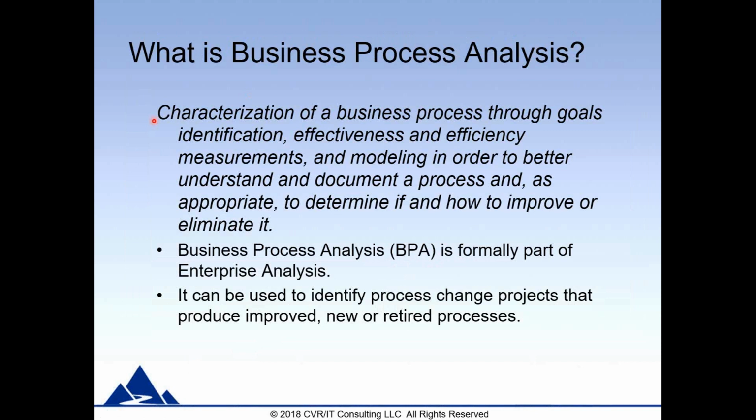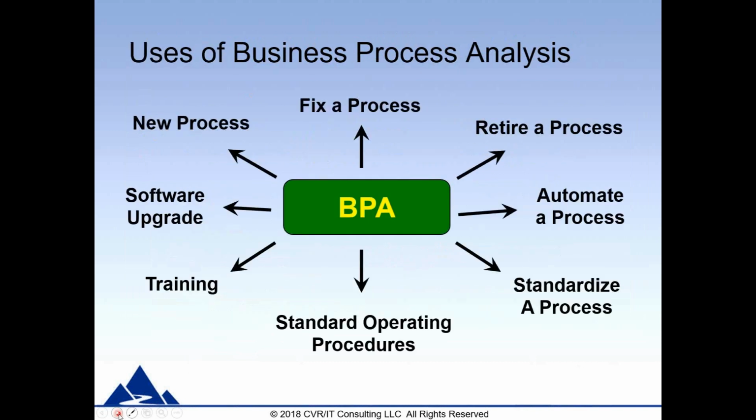So business process analysis is formally part of enterprise analysis, which is a bigger topic, and we're not going to get into that here. But it is an important aspect of the work that business analysts do in the organization to ensure that the organization is working in an effective way. And we can use business process analysis in a number of different ways, not just to improve processes, but for other reasons as well. So there's lots of reasons we engage in process analysis.